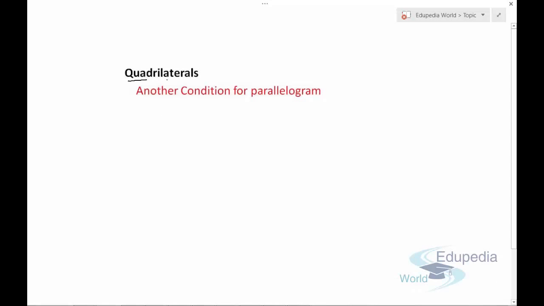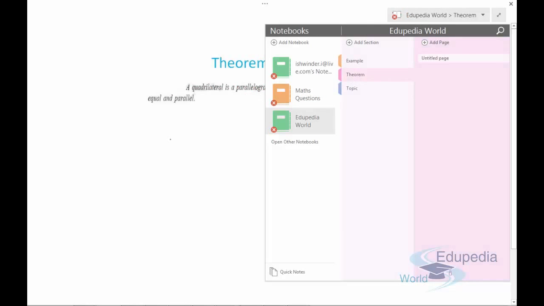You're watching the videos on quadrilaterals. In this video we'll discuss one more condition which is very important from the exam point of view to prove that the quadrilateral is a parallelogram. So you have to watch this video very carefully. Okay, so let's discuss the theorem, how we can prove that now.